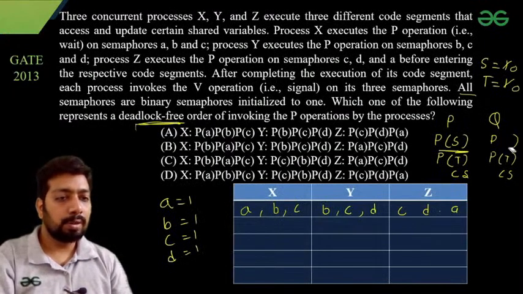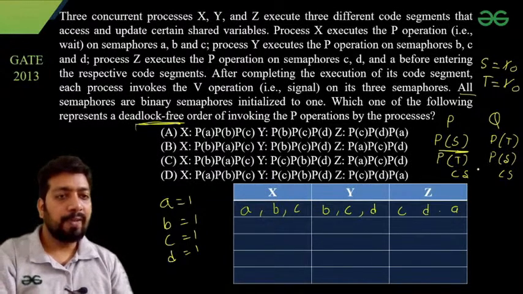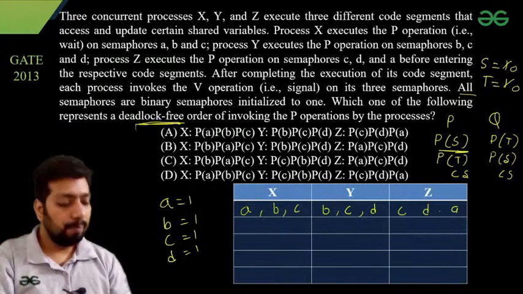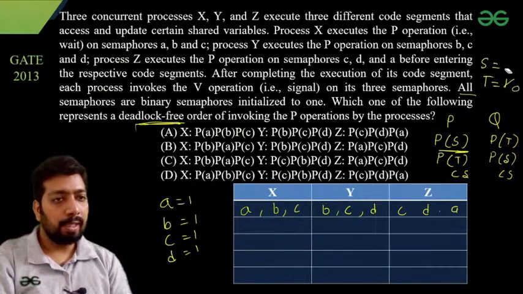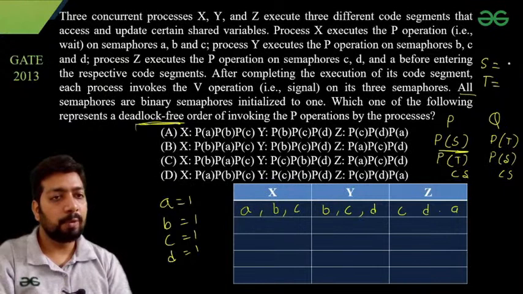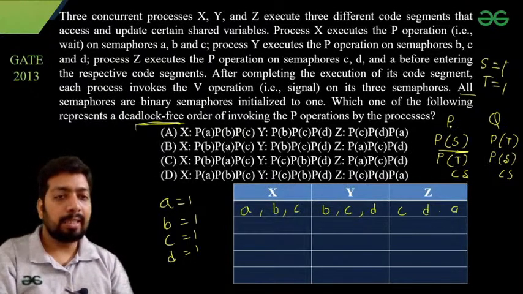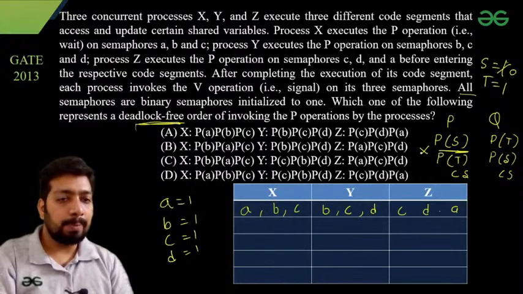So suppose the order is changed. And the initial value of both semaphores is 1. So suppose P gets the CPU first, it will perform the first line, P of S. So the value of S goes to 0. And after that, it is preempted.